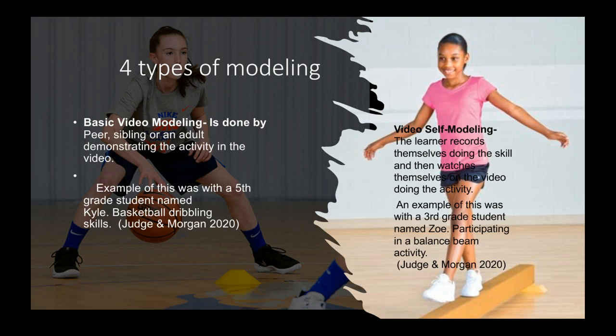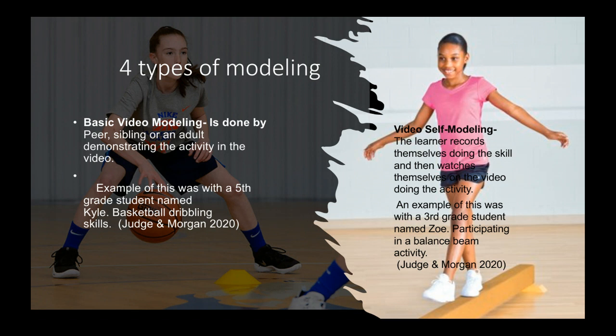There are 4 types of modeling that can be used with different students. The first one is basic video modeling, and this is done with peers, siblings, or adults demonstrating the activity in the video. An example of this is a 5th grade student named Kyle. He has ASD and limited expressive language. He was in a general education classroom with 24 peers without disability. His teacher noticed that he had trouble with dribbling the basketball. He would just drop the ball and slap at it and then pick the ball up and hug it.